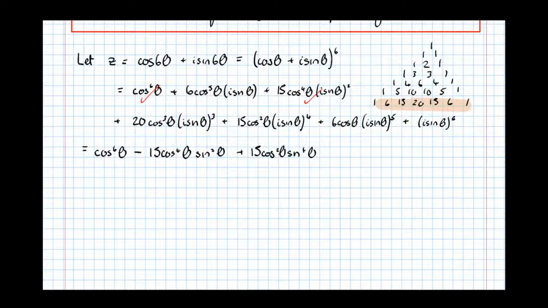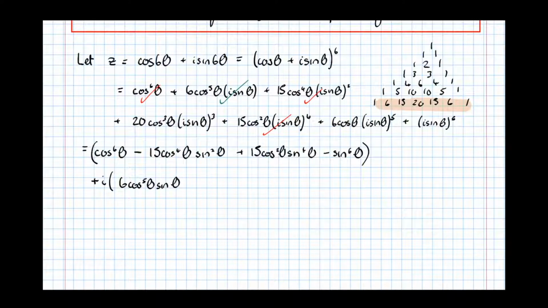The last real number, just take that off there. Then the last real number is i to the power of 6, which will give us a real number. So that's back to being minus 1 again. Take away sine to the 6 theta. So that's the real part, so I'll put brackets around that. And now for the imaginary part, plus i. So here we've got 6 cos to the 5 theta, i sine theta, so 6 cos to the 5 theta sine theta.